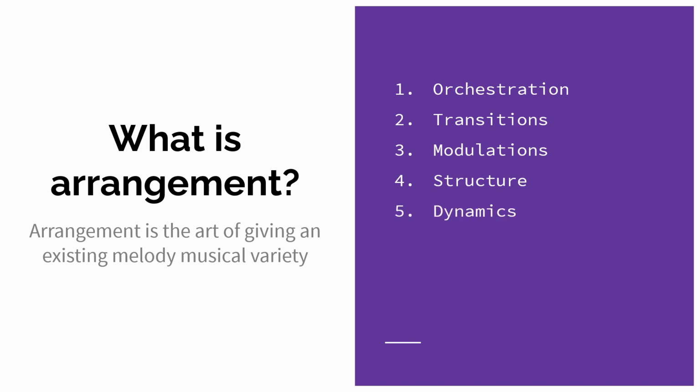Dynamics. Dynamics are basically loudness and softness. That's all it is. And a good arranger will have a very dynamic piece of music. Dynamics keep things interesting. When you have a piece at the same dynamics throughout the entire piece, it can get very stale, whether that's totally loud all the time or totally quiet all the time. Most great pieces of music have quiet parts and loud parts.